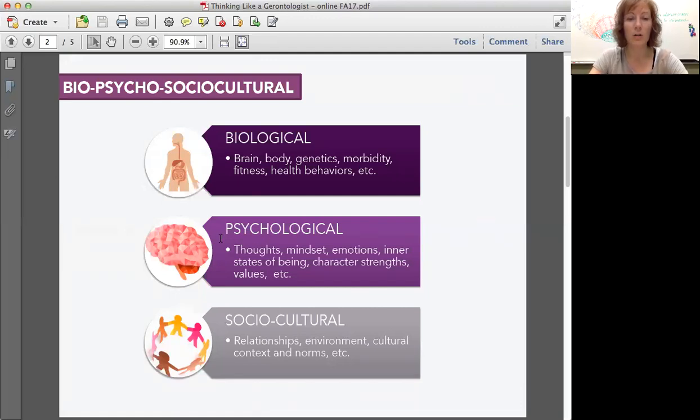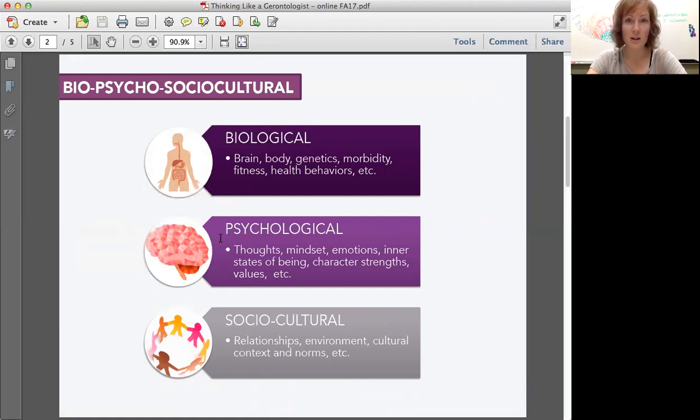So what are the thoughts that are going on? What's your mindset or approach to things? What are your emotions and inner states of being or experiences, down to values and character strengths and all of those things on the psychological side that affect your experience of aging. So we will be talking about that dimension as well as the biological.